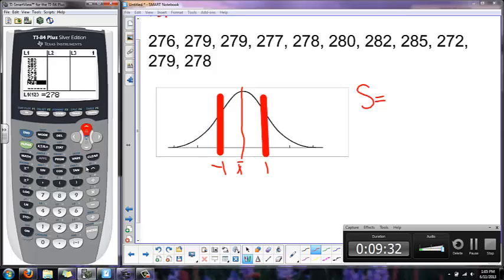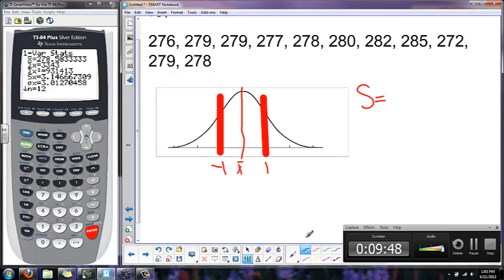Awesome. So now I'm going to do stat, calculate, my one variable statistics, just like always, and I'm going to tell my calculator that my data is in list 1 and hit enter. And hopefully, John, you're doing this out with me every single time, because I need you to get used to doing this with your calculator by yourself and not just watching me do it.